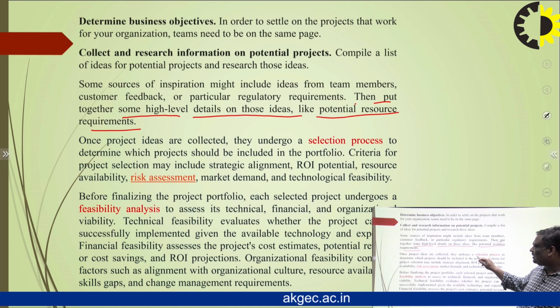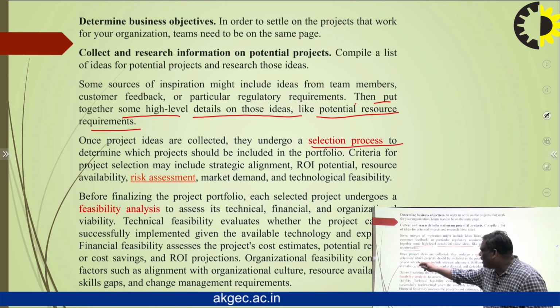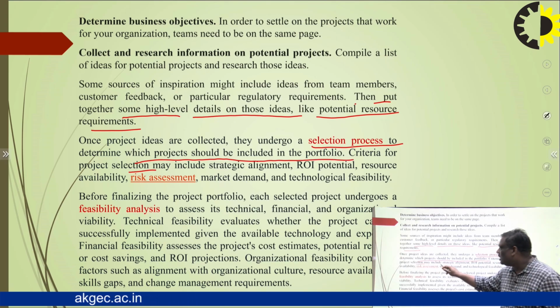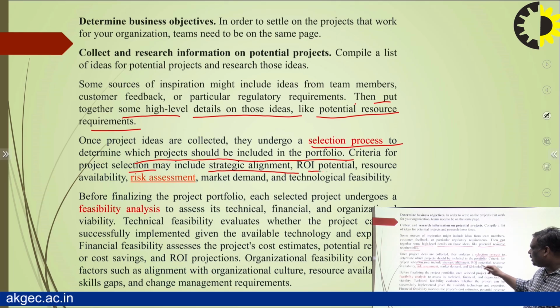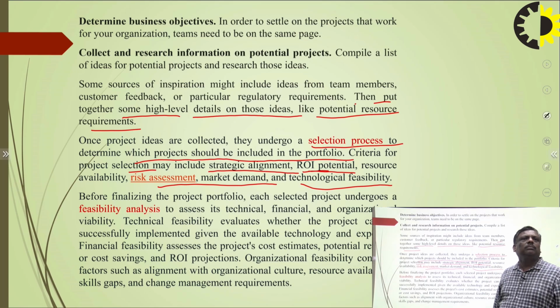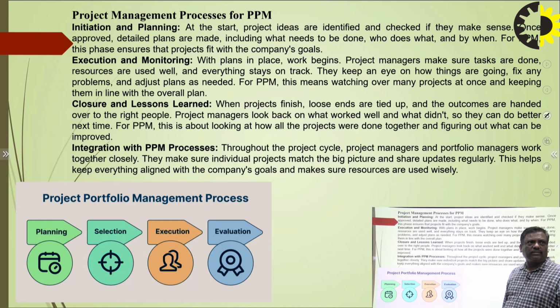So the selection process is the third part, to determine when a project should be included by the portfolio criteria. Project selection includes strategic alignment, ROI potential. ROI means return on investment. Risk management and market demand, and technological feasibility or not. So these come under the selection process when we select a project for our project portfolio. Feasibility analysis, that means in terms of the technical aspect. So these come under the processes.